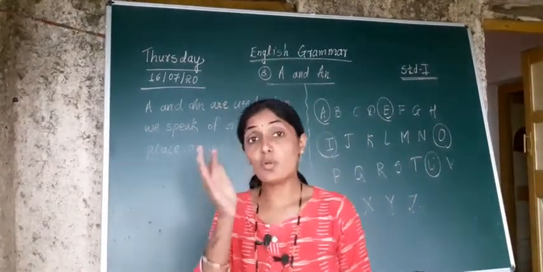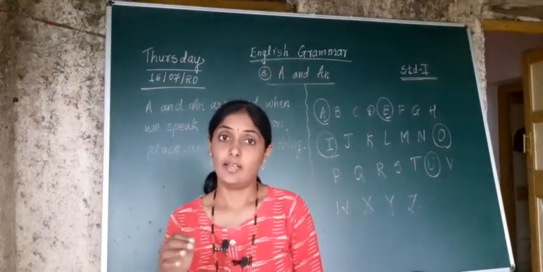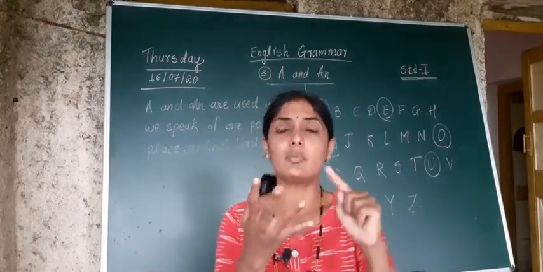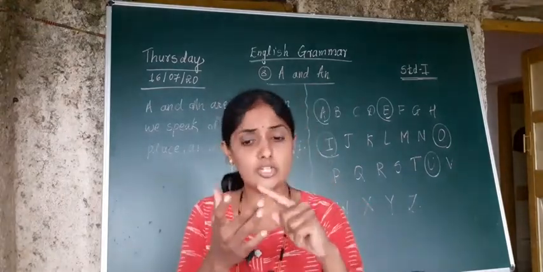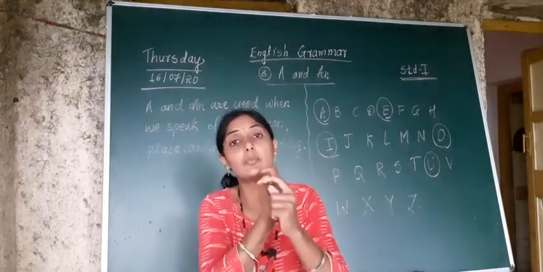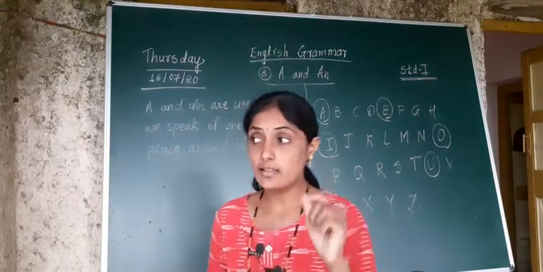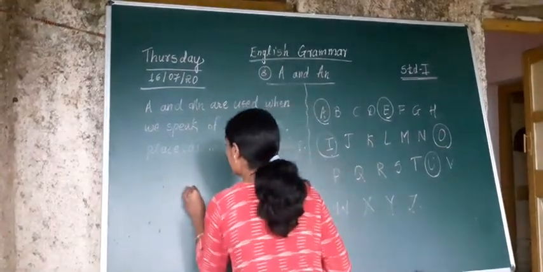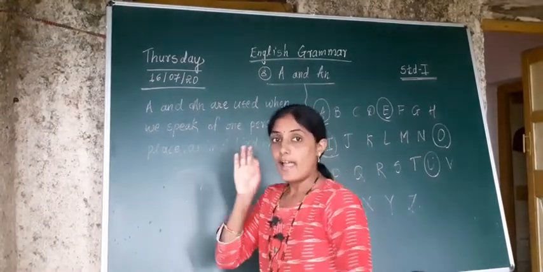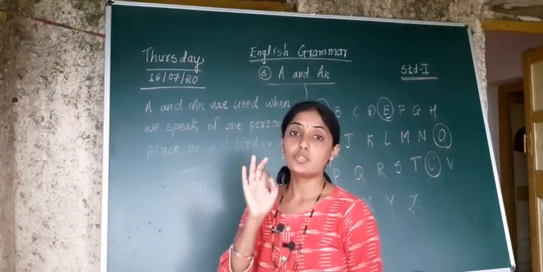And then before vowels, we use one word. Any word which starts with vowel, any word which will start with A, E, I, O, or U letter, before that we have to use an word. What we have to use? An word. An word is used before what? An word is used before vowels.